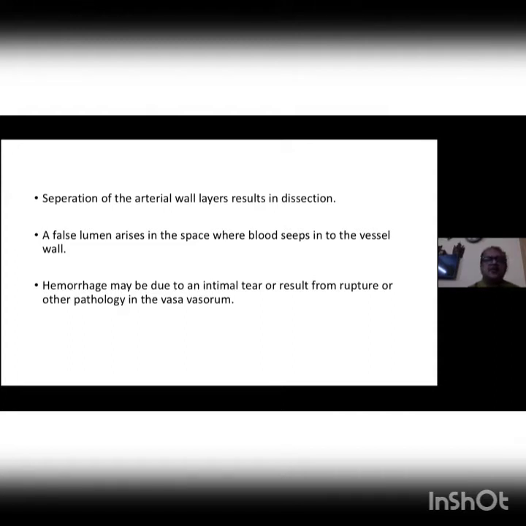A false lumen arises in the space where blood seeps into the vessel wall. Hemorrhage may be due to an intimal tear, or it may result from rupture or other pathology in the vasa vasorum, because we'll be wondering where the blood clot comes from. So it can be due to the rupture or other pathology in the vasa vasorum.